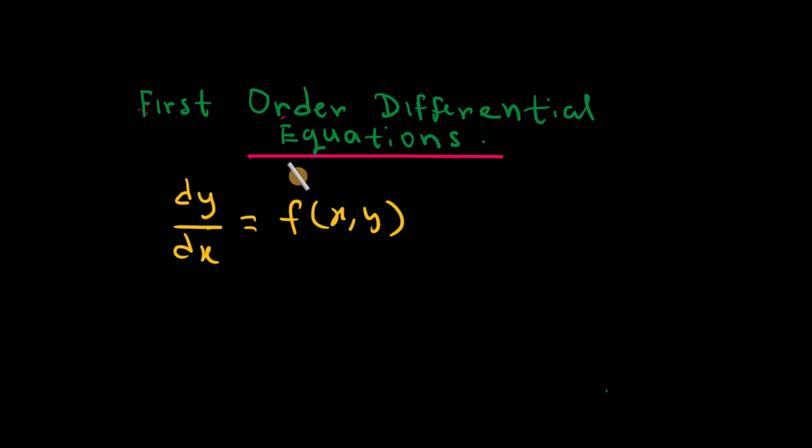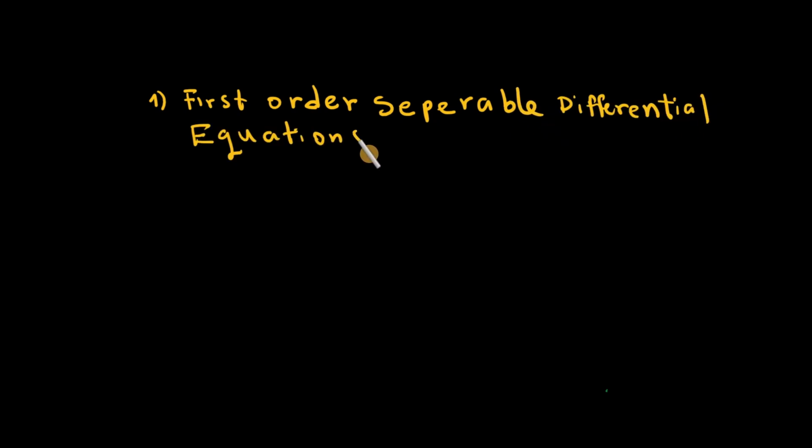First order differential equations are also divided into different types. The types depend on the method in which the differential equation can be solved or evaluated. The first type is first order separable differential equations. These are differential equations that can be solved by the method of separation of variables, or grouping of the same variables together. These differential equations are generally of the form dy/dx = f(x) times f(y).